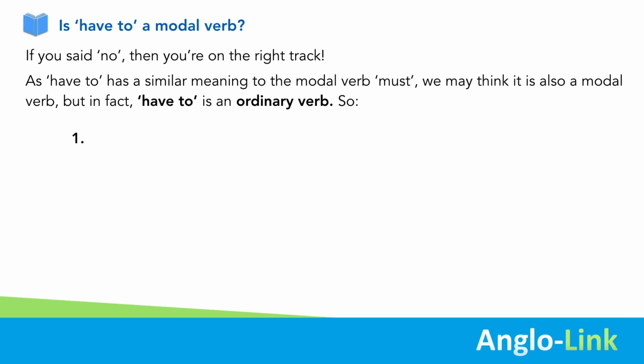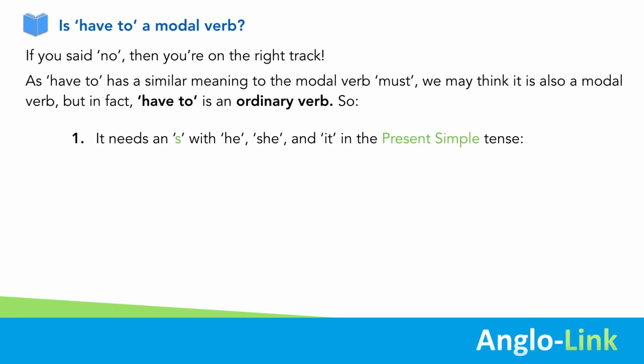So first of all, it needs an S with he, she, and it in the present simple tense. It's I, you, we, they have to, but he, she, it. Now be careful, you can't just put an S on have. You need to get rid of V and E and come to has. He, she, it has to.